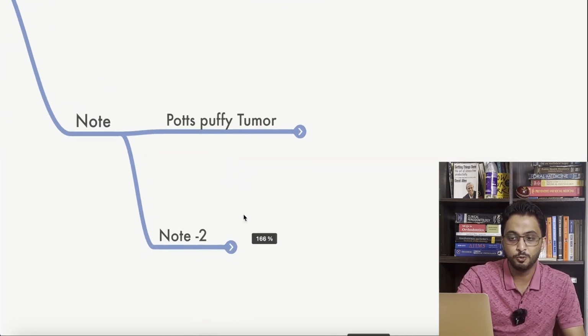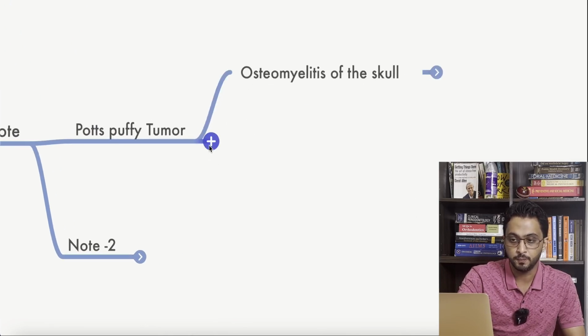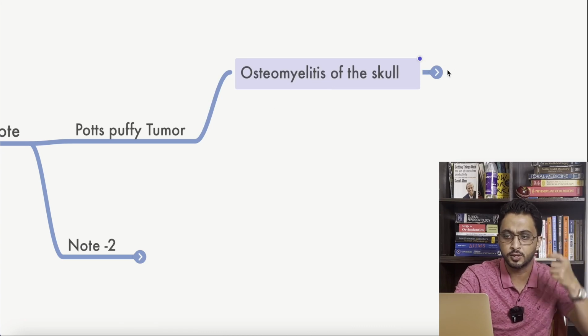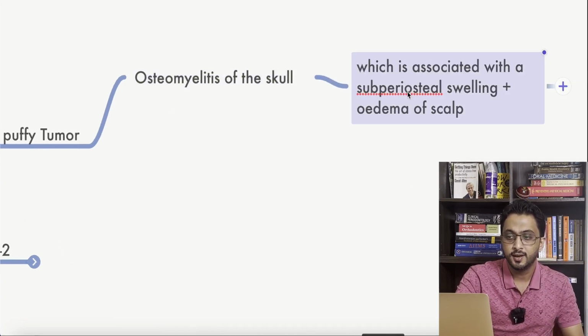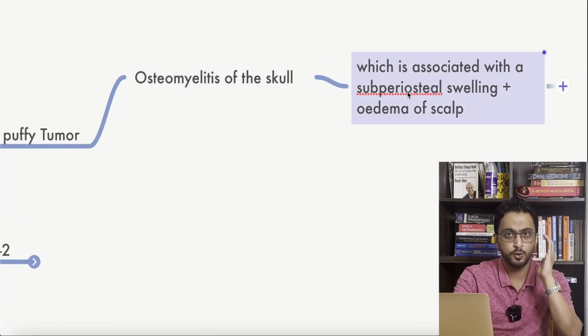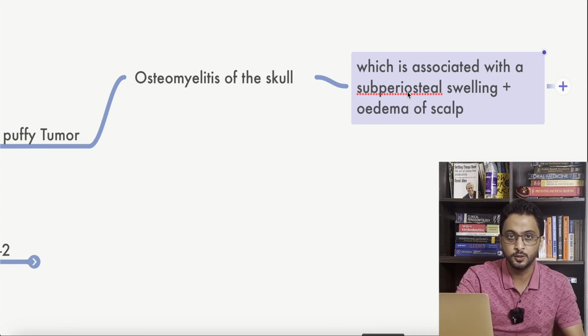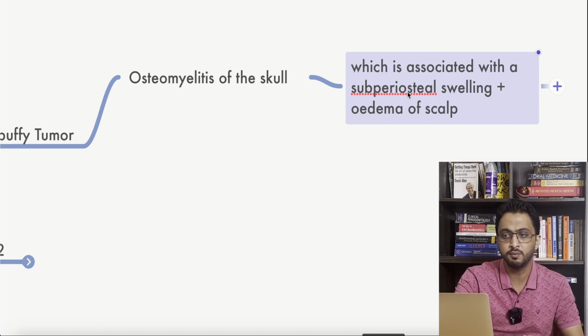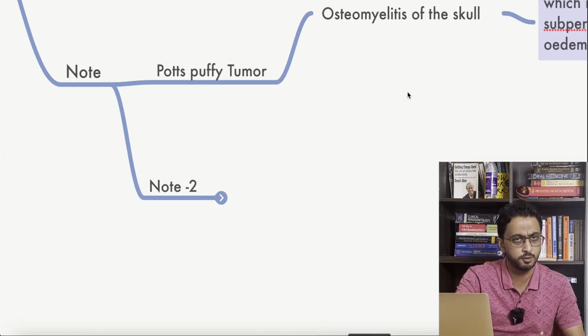Finally, two very important points to note here. Potts puffy tumor, have you heard of it? It's an MCQ. It's osteomyelitis of the skull, which shows subperiosteal swelling, below the periosteum, extending into the medullary space, with edema of the scalp. Basically, Potts puffy tumor is osteomyelitis of the skull.